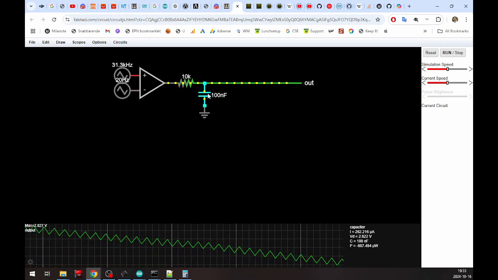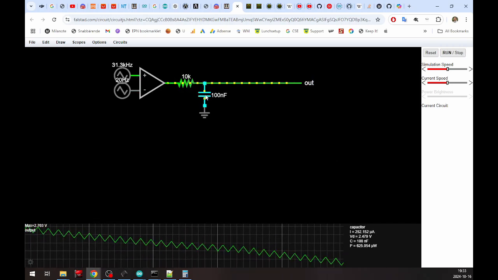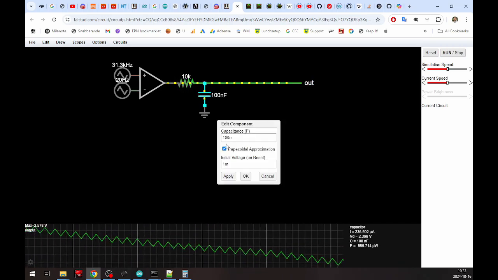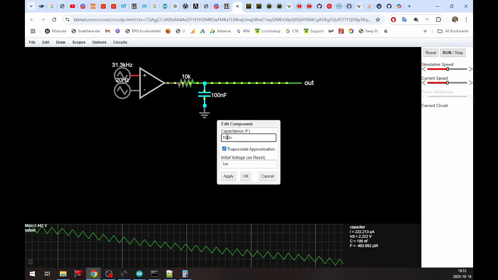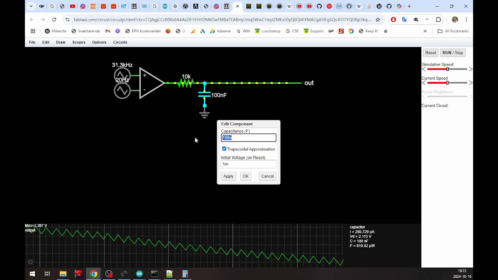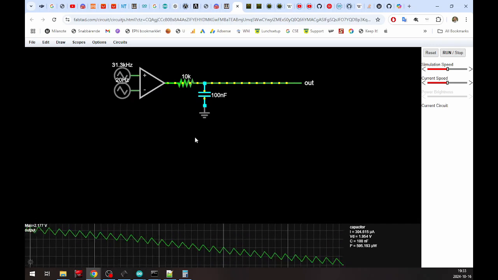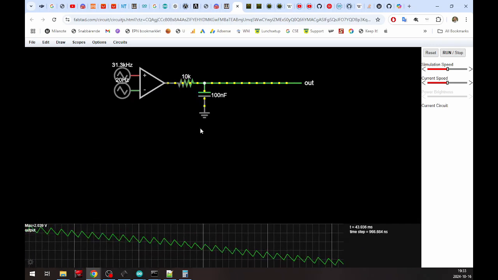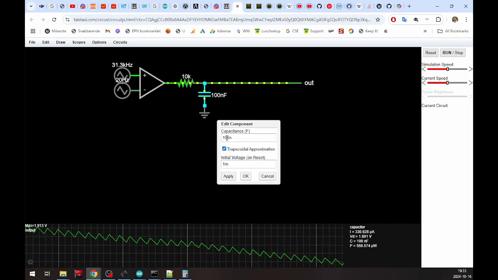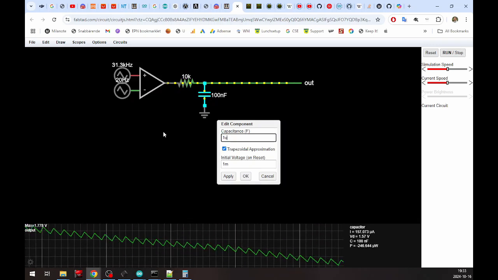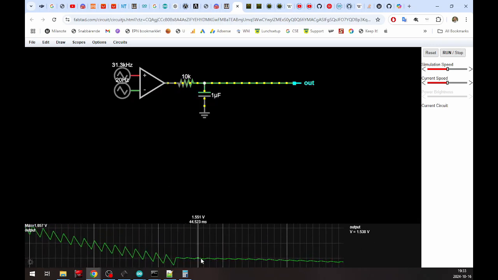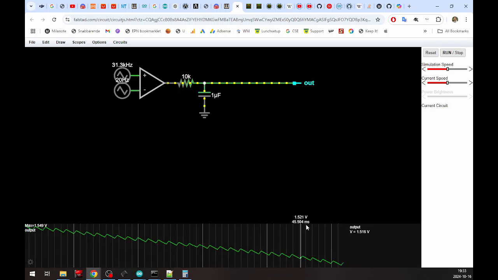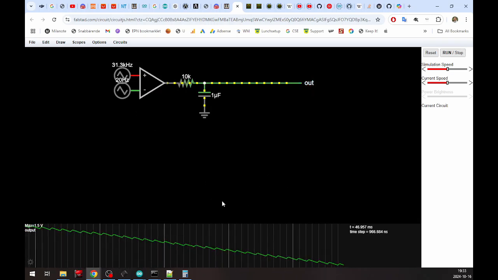So how do we know which values to put here? Well, you can just play along and try different things out until you think it sounds good. If we go to 1 microfarad, you'll see this. We get a much smoother signal. But this also means that it will get much slower.